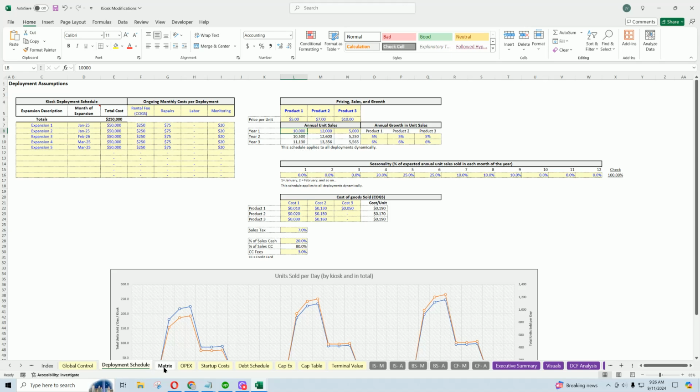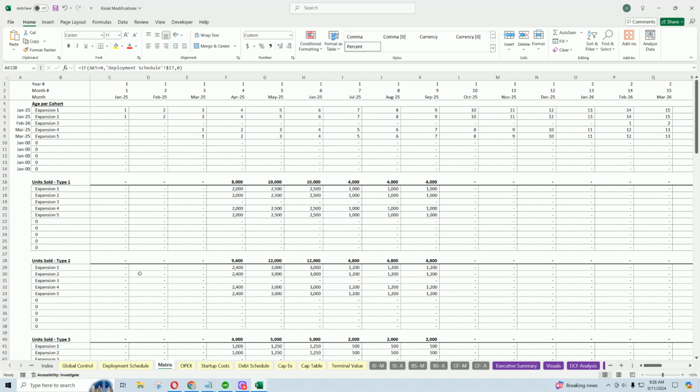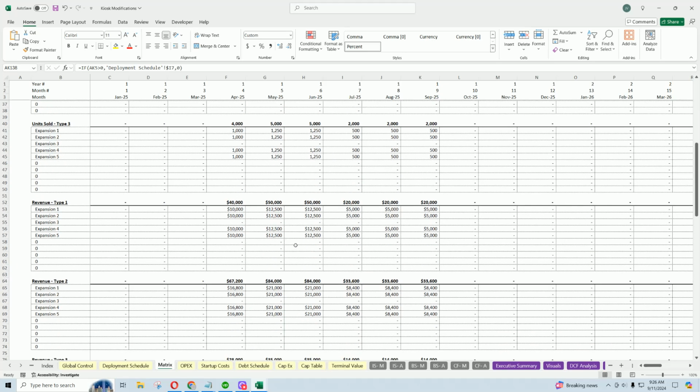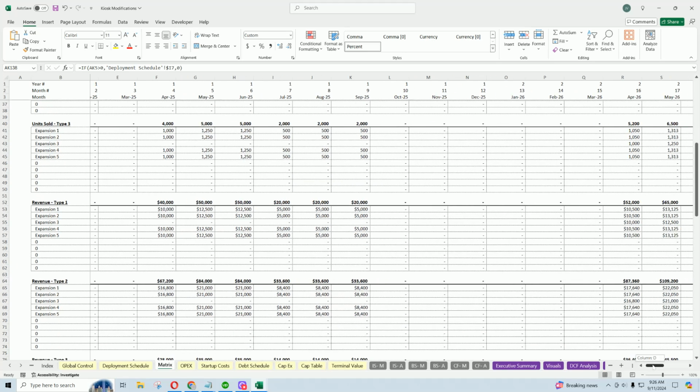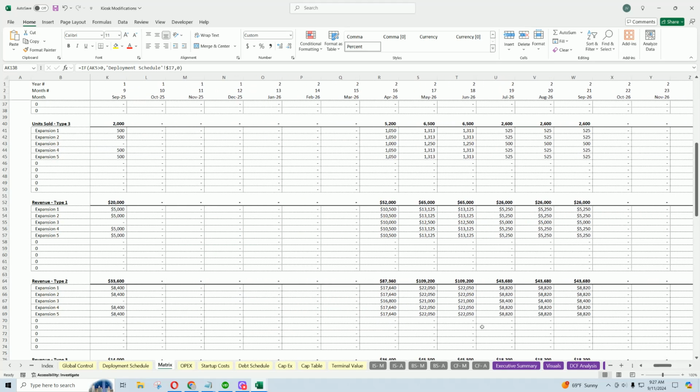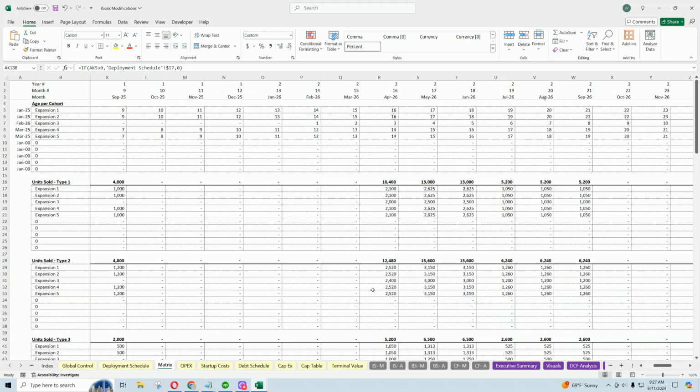Now all of this logic and dynamic nature of this happens right here in the matrix tab. So this is how I put it all together. You can see units sold. Let's do an example. Where did I start it at? Which one? Expansion 3 started here in February.